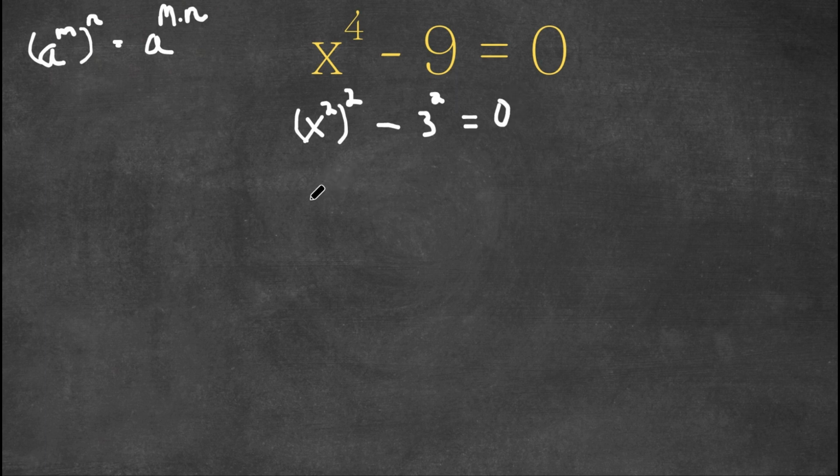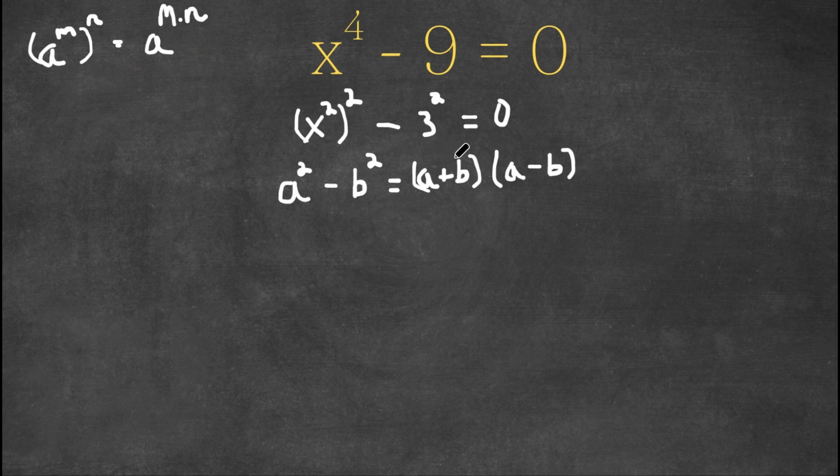Now, an important expression that we have is a squared minus b squared. And a squared minus b squared, if you guys didn't already know, is equal to a plus b times a minus b. So a squared minus b squared can be written as a plus b times a minus b.